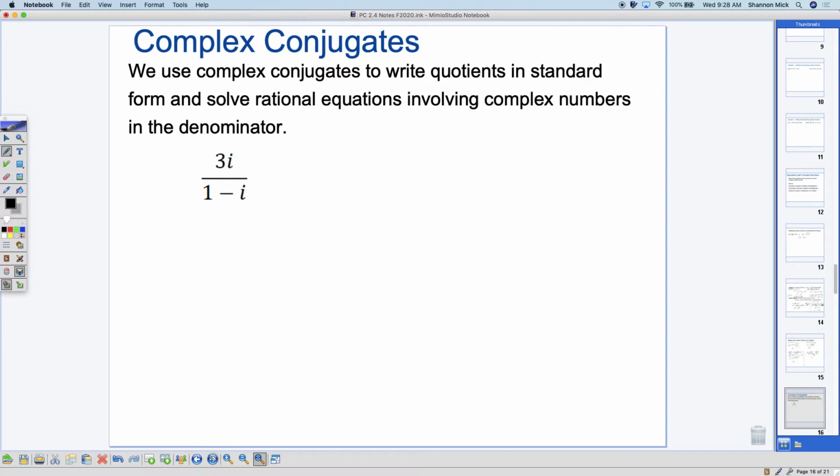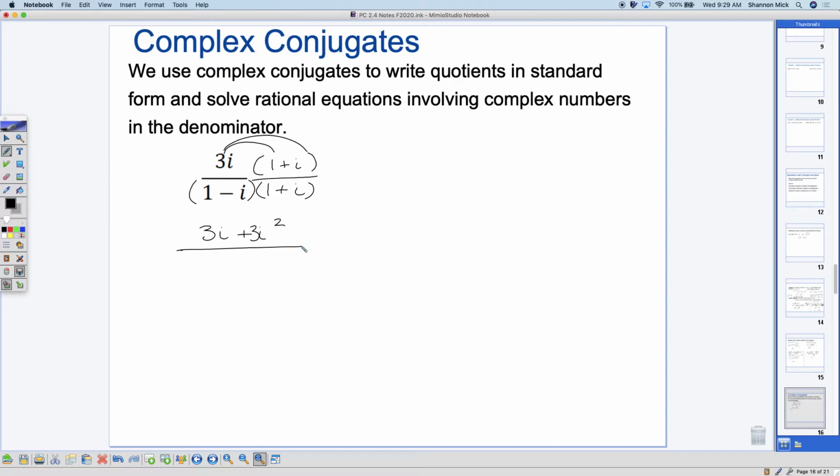Okay, so I have 1 minus i. I don't care about the i in the numerator. So I'm going to multiply by 1 plus i up here. Why is it 1 plus i? Because it's the conjugate. So in the numerator, I'm just going to distribute. So I have 3i plus i squared. Wait, would it be 3i squared? Yes.